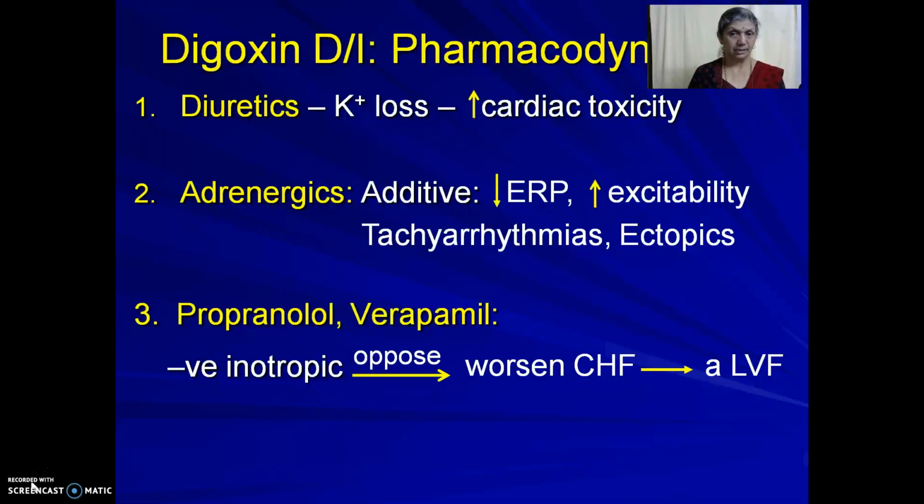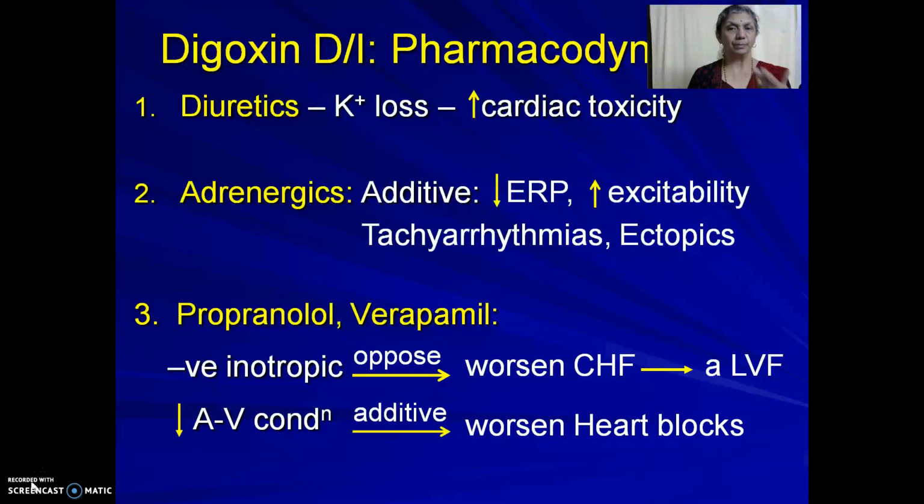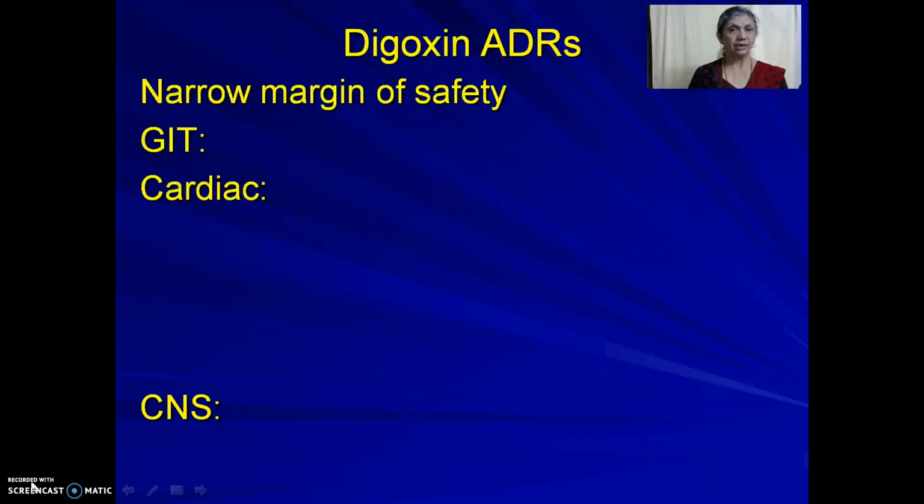On the other hand, the effect of slowing down AV conduction is also produced by these two drugs. So this effect gets added up, and there's an increased risk of development of heart blocks or worsening of existing heart blocks. Thus, digoxin has a narrow margin of safety, plus it has a lot of drug interactions. And these drug interactions can push the patient into digoxin toxicity, which manifests with GIT symptoms, cardiac symptoms, and CNS symptoms.